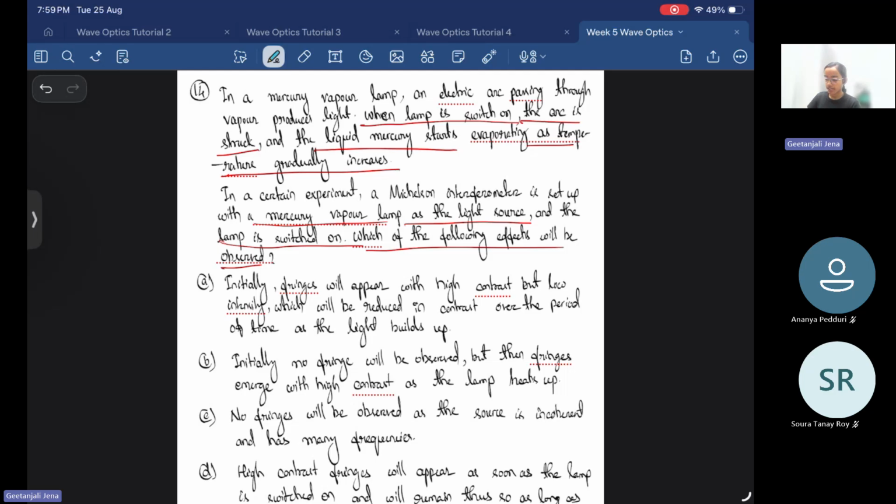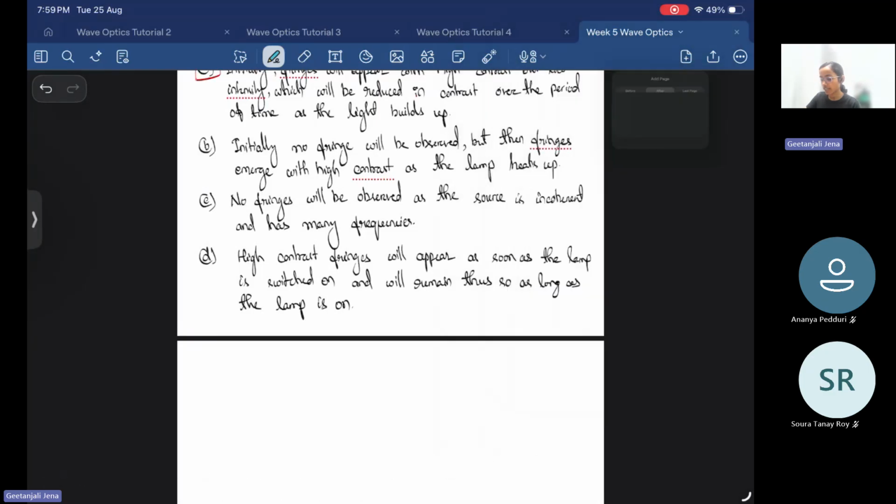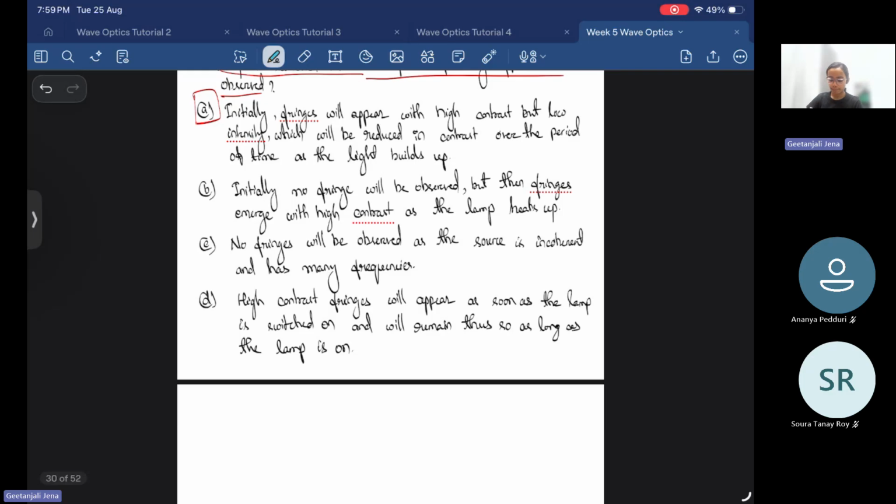Yes, option A is the correct answer. So what is the explanation that you found to get the answer? Why are you thinking option A is the right answer?